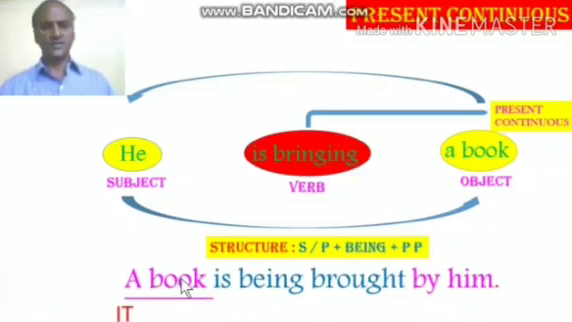A book, when you reduce into the personal number, it becomes singular. That is it, third person. So the verb has to be singular. Is, it is. Then being as it is, you have to use brought. Bring, brought, brought. Past participle of the verb bring is brought. So the answer is a book is being brought by him.